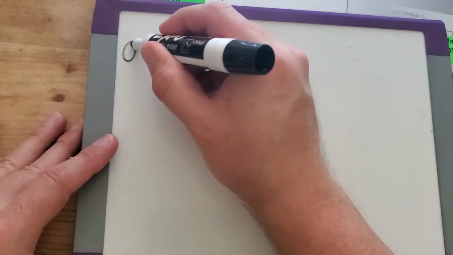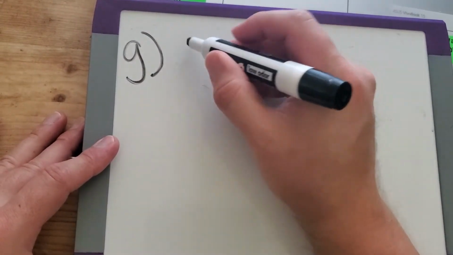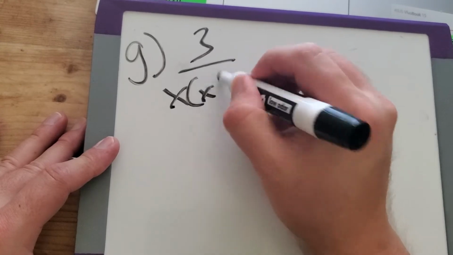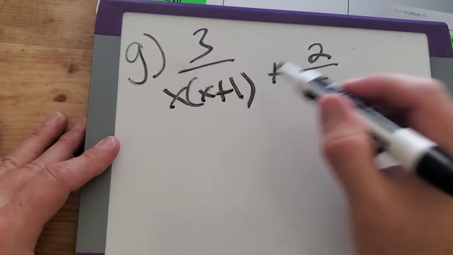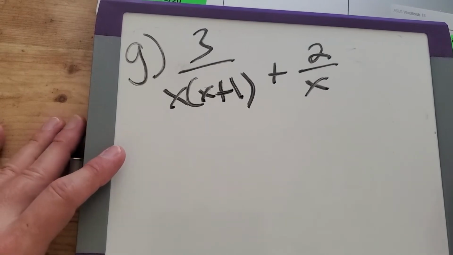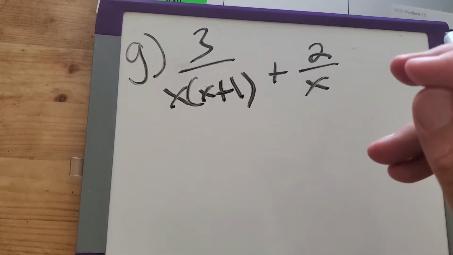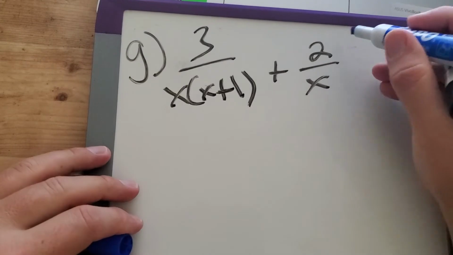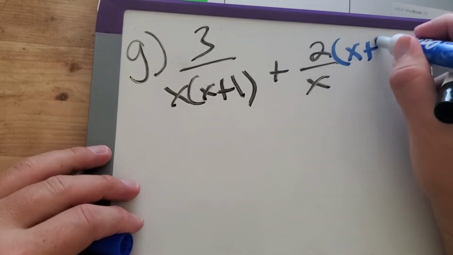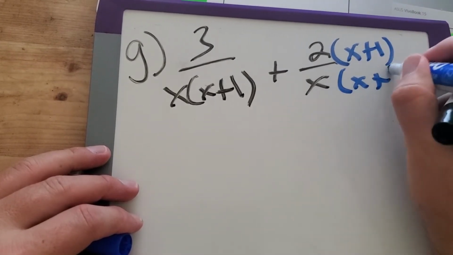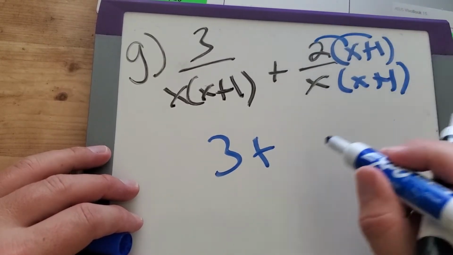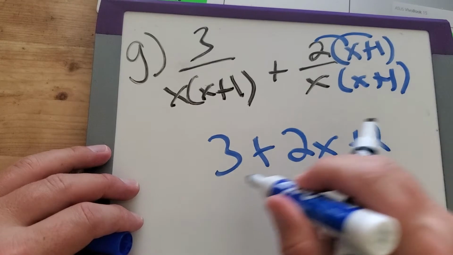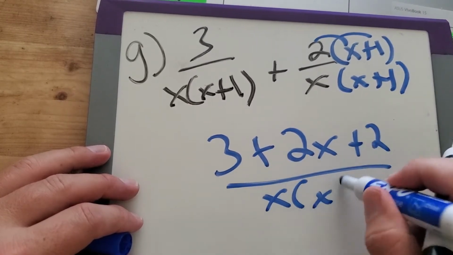And then part G. Let's see, I got 3 over x times x plus 1 plus 2 over x. So I went ahead and factored that bottom there. Take a GCF out. So now I can see that this guy needs an x plus 1. Maybe I'll move to blue. So now I can put them together. 3 plus 2x plus 2 all over x times x plus 1.